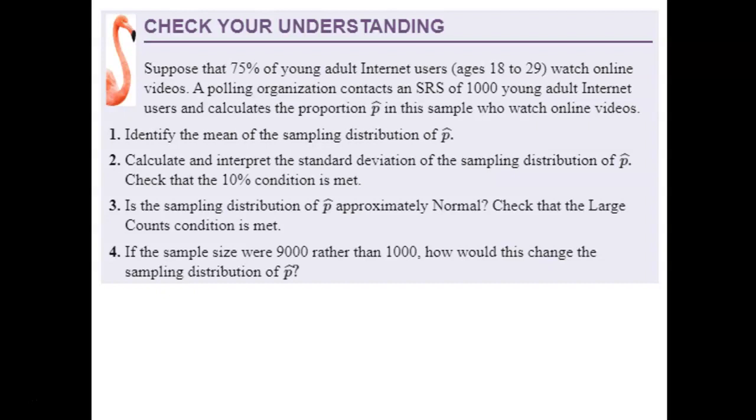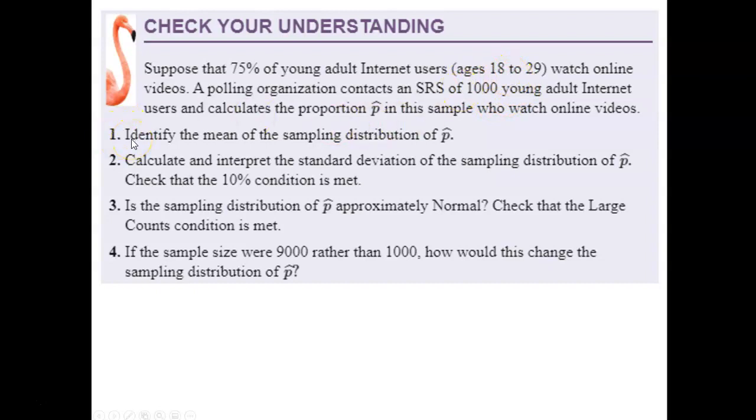All right, so here, suppose that 75% of young adult internet users from 18 to 29 watch online videos. I feel like that's a very low end number. A polling organization contacts an SRS of 1,000 young adult internet users and calculates the proportion p hat in this sample who watch online videos. So this is our p, right? And then this is our sample size n.